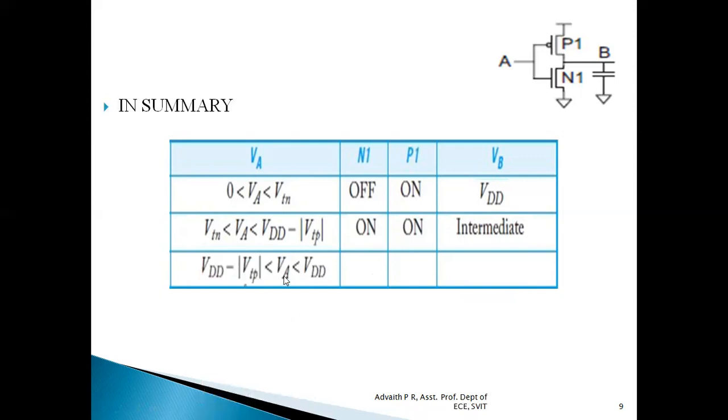And similarly, when the voltage at node A is between VDD minus VTP and VDD, where VTP is the threshold voltage of the P-channel MOSFET, N1 will be on, whereas P1 will be off. So when the N1 MOSFET is on and the P1 MOSFET is off, whatever voltage was stored in node B will be connected to ground, and because the potential of ground is 0, the voltage starts to fall from VDD towards ground, or 0 potential.